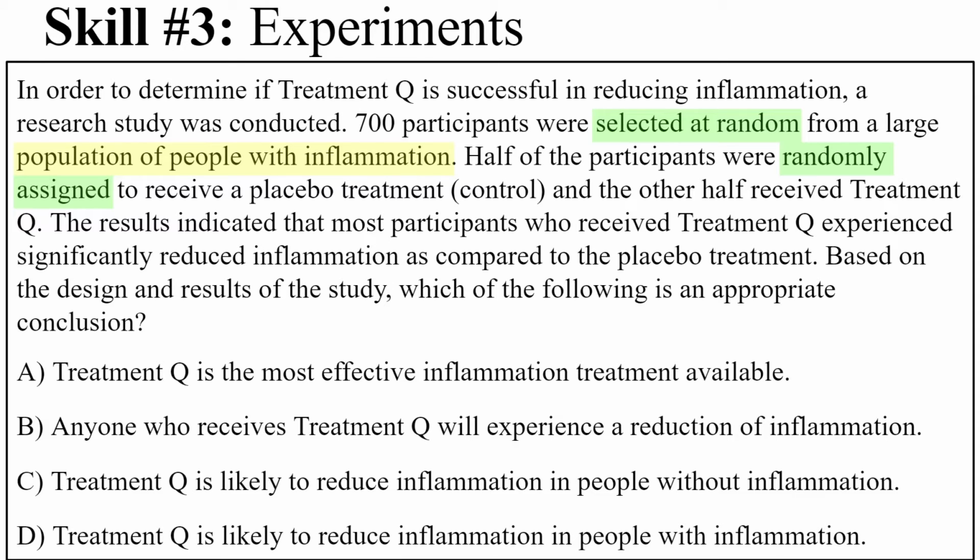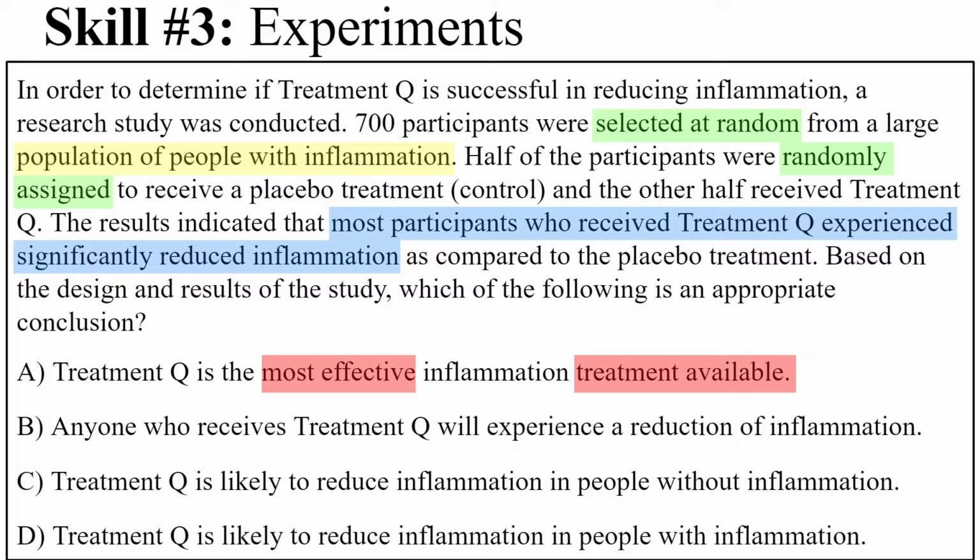Okay, so it says, based on this, which of the following is an appropriate conclusion? And they tell us what the results indicate. Most participants saw improvement, significantly reduced inflammation. Okay, treatment Q is the most effective treatment available.